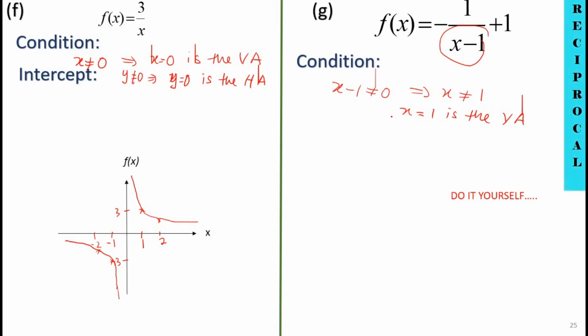And then what's next? To find the horizontal asymptote, I leave it to you to find the rest. I leave it to you to finish this question.